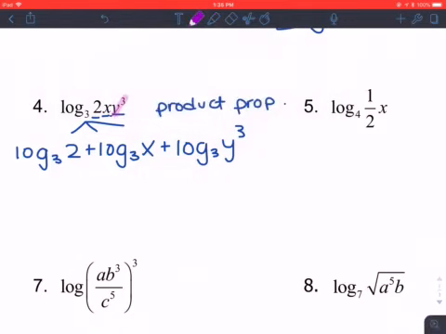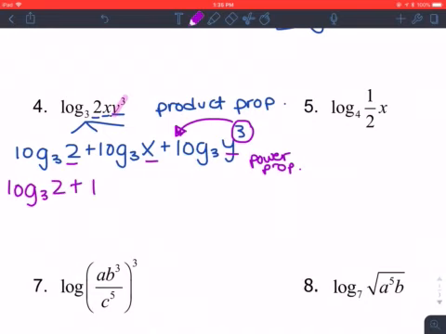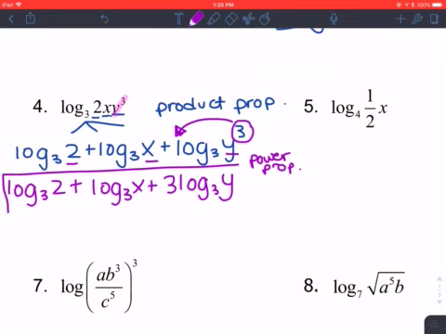Now we're almost done. Each argument only has a single term, but I do have this exponent, so I need to go ahead and use the power property here to rewrite this exponent as a coefficient. So we have log base 3 of 2 plus log base 3 of x plus 3 times log base 3 of y. And I know I'm finished because I have single terms in each argument and no exponents.